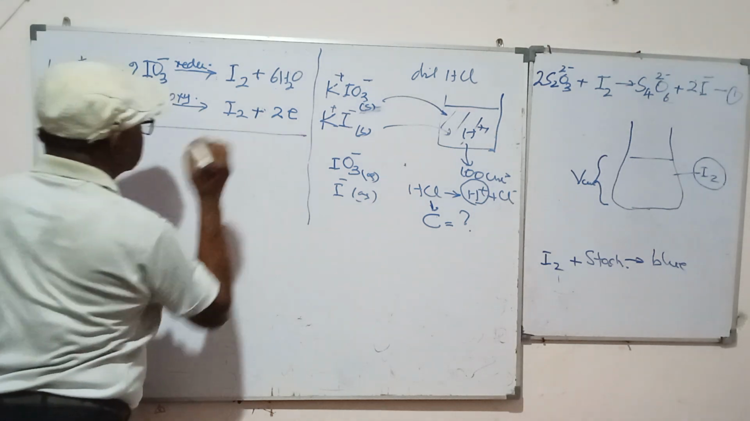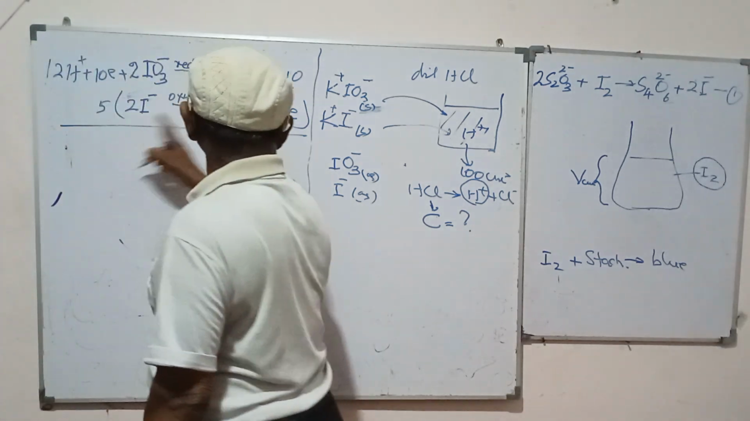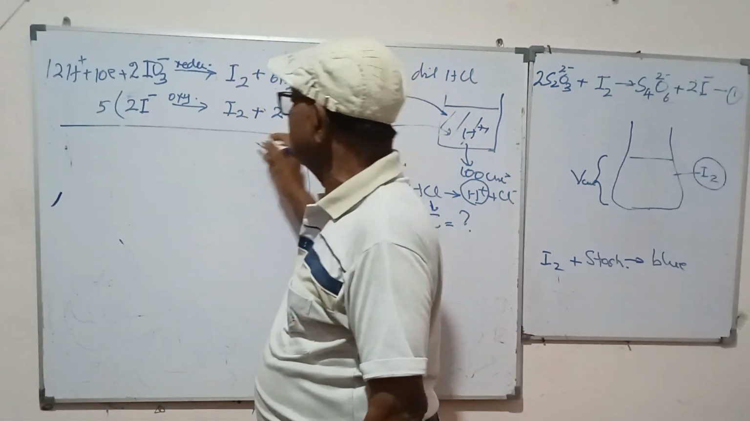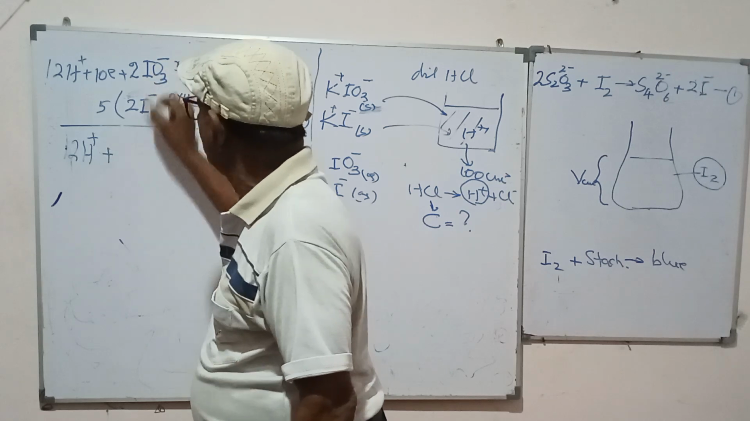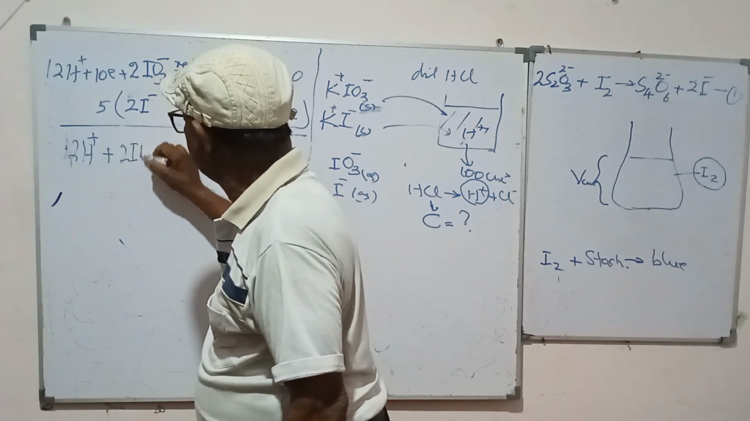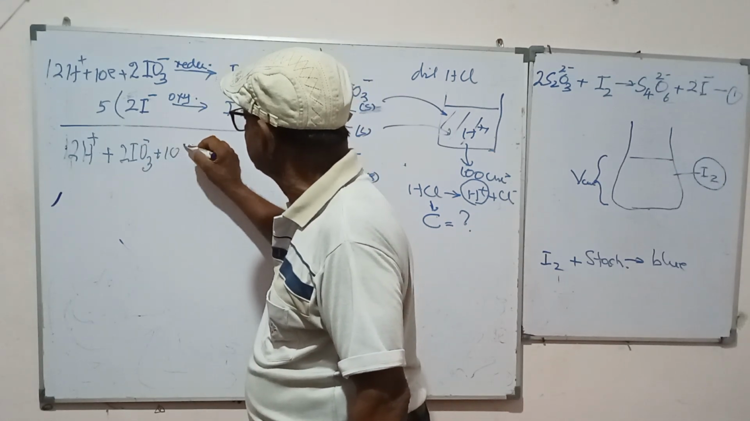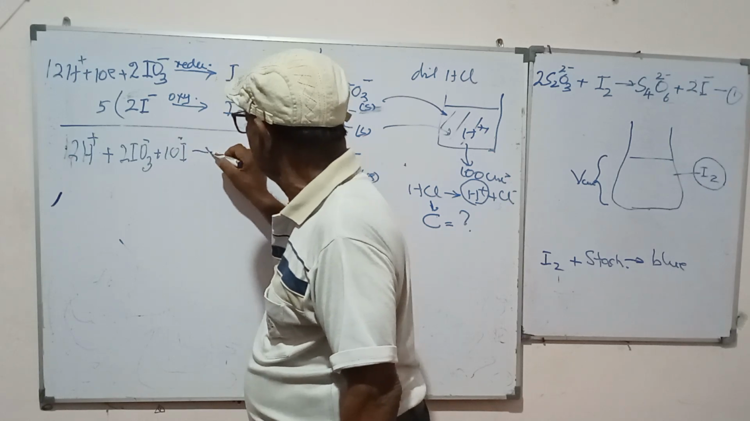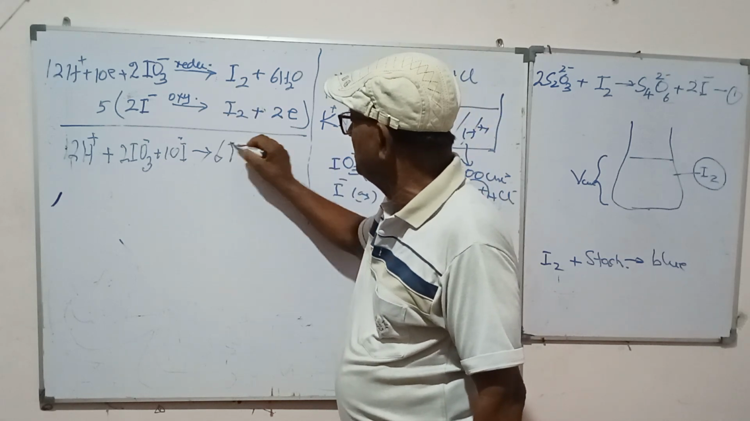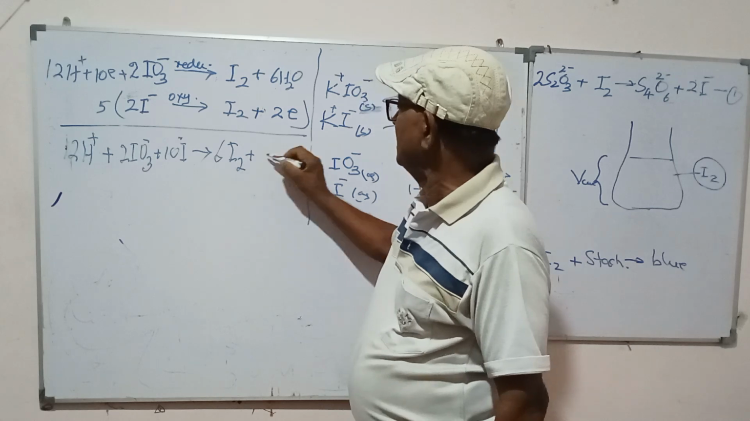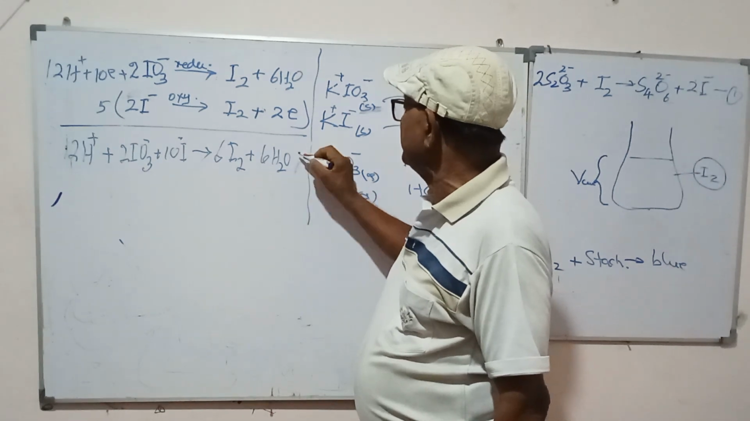Then we can add these two equations, multiplying the second by 5 to cancel out the 10 electrons. It becomes 12H plus plus 2IO3 minus plus 10I minus to give 6I2 plus 6 water. The final equation will be named as 2.